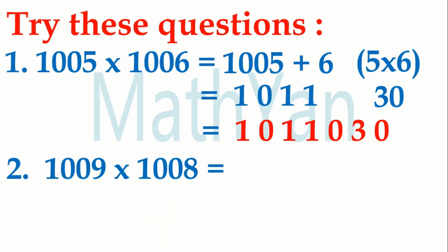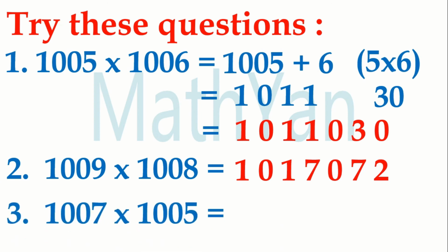Okay, what about this? 1009 times 1008. The front 4 digits will be 1009 plus 8, so it's 1017. The last 3 digits will be 9 times 8, 72, so 072. So the answer is 1017072. Okay, what about this? 1005 times 1007. 1007 plus 5 is 1012. The last 3 digits will be 7 times 5, 035. So it's 1012035.